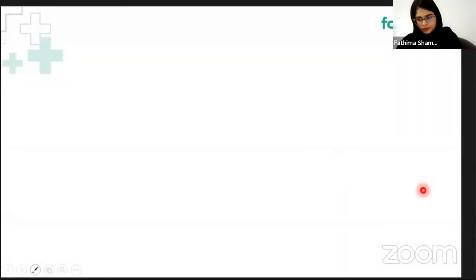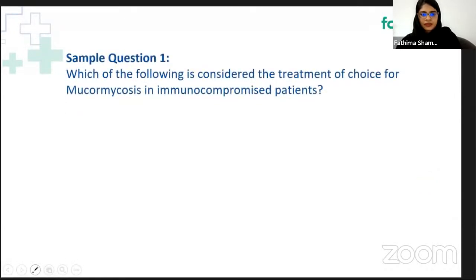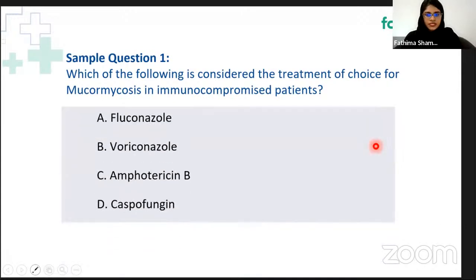Okay, it's time for a break. Basically, it's quiz time. I have a question for you. Which of the following is considered the treatment of choice for mucormycosis in immunocompromised patients? The options are: A, fluconazole; B, voriconazole; C, amphotericin B; D, caspofungin. If you're watching me live, you can add your answers in the comment box, and we will get into the answer in a minute.